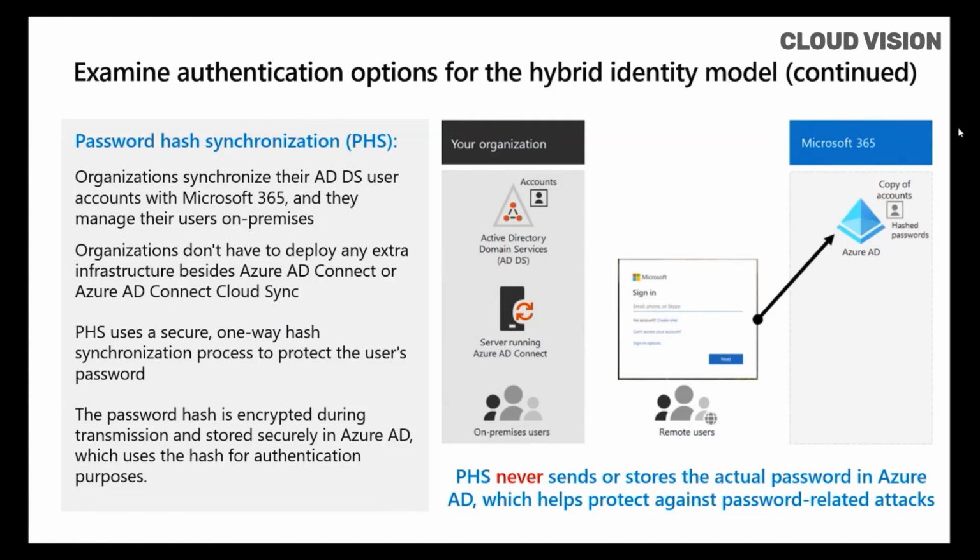Now, to perform a password hash synchronization, all you need to do is install the Azure AD Connect on either your domain controller or your member server. But make sure they're part of the same domain. That is the first step that you have to take.